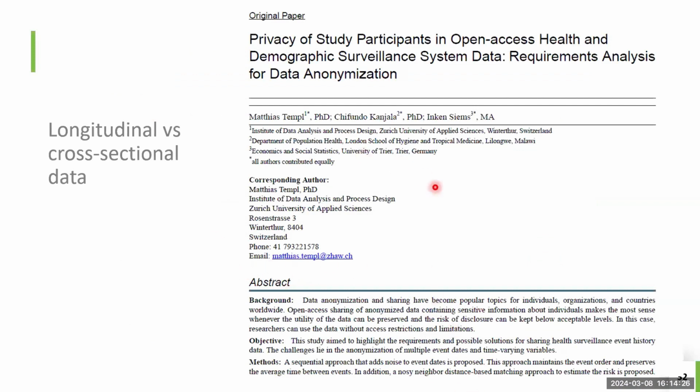So I would like to highlight some work that we did together with colleagues at Zurich University to see what's required if it's a longitudinal data set, so that you can sufficiently anonymize it. We did this work and published it in this paper. Have a look if this is something of interest to you, see what we suggest there, and then see whether it will help you if you're working with longitudinal data.